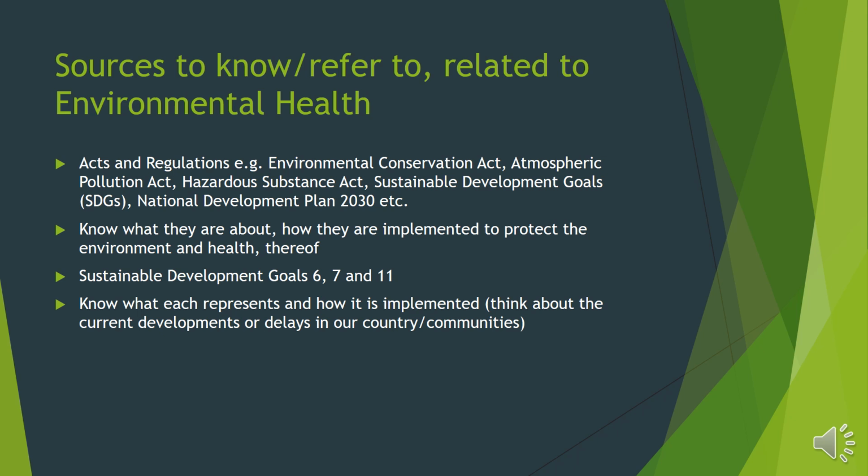So the ones that are focused on environmental health are Sustainable Development Goals 6, 7, and 11. So you need to know those ones and know what each represents. You need to know 6 is for clean water and good sanitation. 7 is for affordable and clean energy. 11 is for sustainable cities and communities.